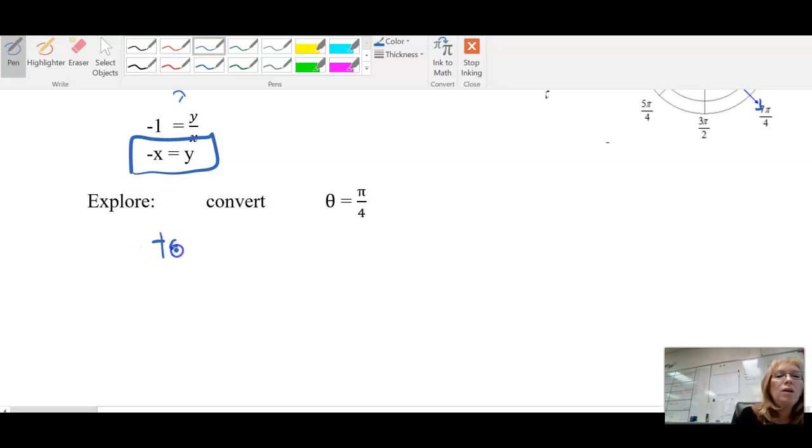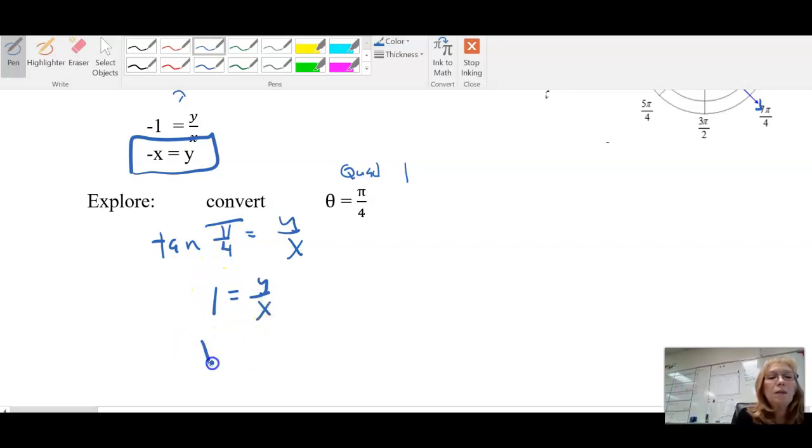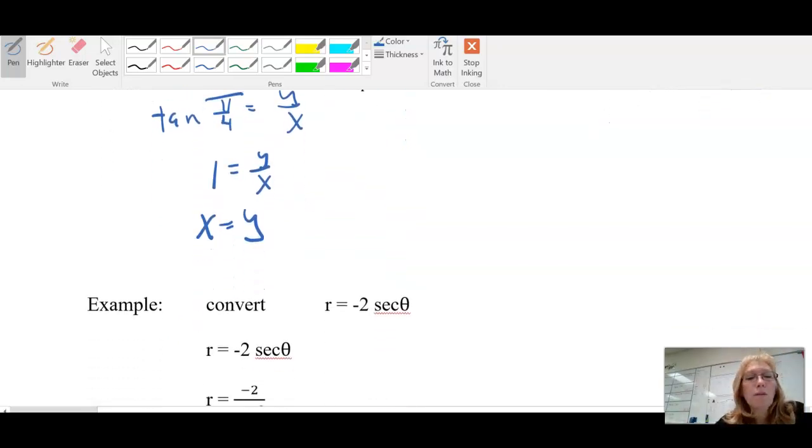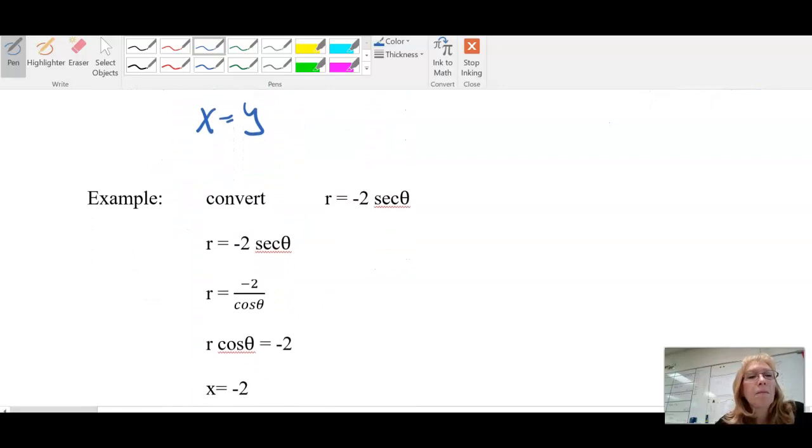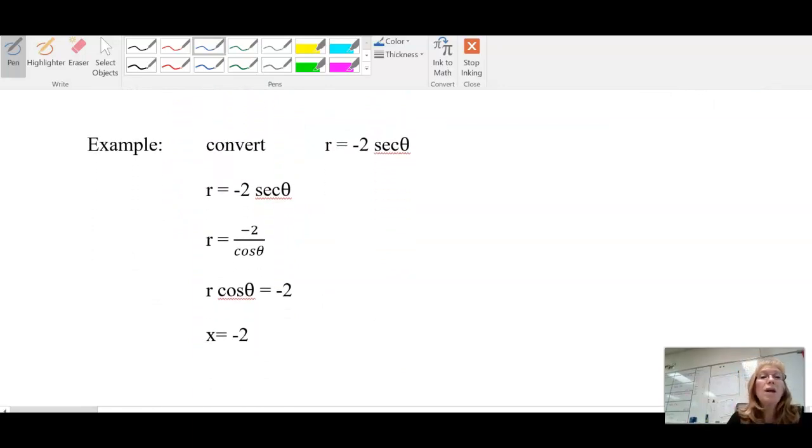So again, the only thing you had was tangent of pi over 4 equals y over x. Well, pi over 4 is in quad 1. Since it's in quad 1, the tangent of 45 is 1. So this time, x equals y. You have a straight line, or a line going up 1 over 1. You're 45 degrees.